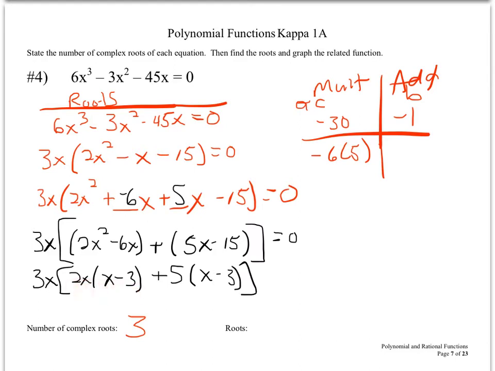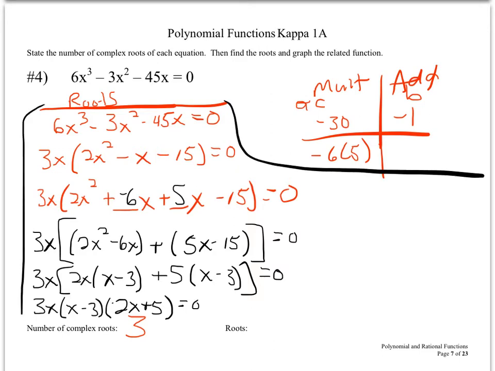Now looking at this term and this term, what they both have in common is an x minus 3. So I can factor that out to the front, and what's left is 2x plus 5, like so. Each time this is equal to 0. To finish this problem, take each factor and set it equal to 0 and solve each of those little equations.